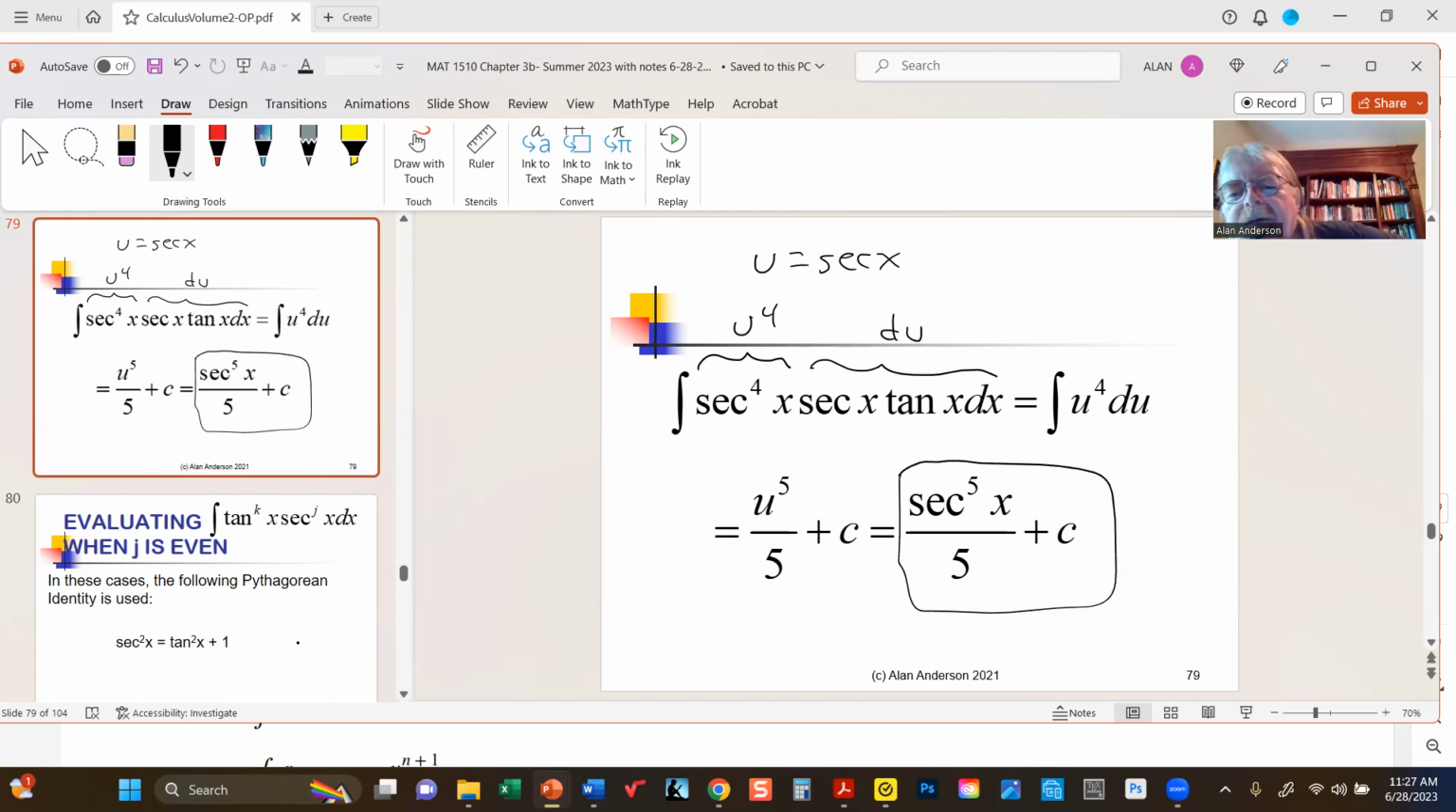Well, all right then. Now that was a very straightforward case. Okay, but it isn't always quite that simple. In the next case, you'll see that we do in fact need that Pythagorean identity. And so every case is different.